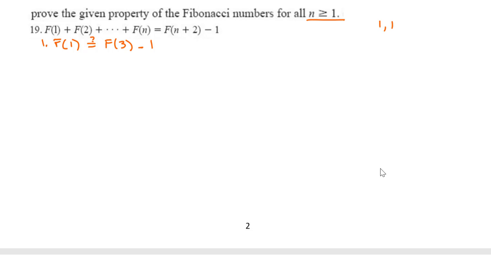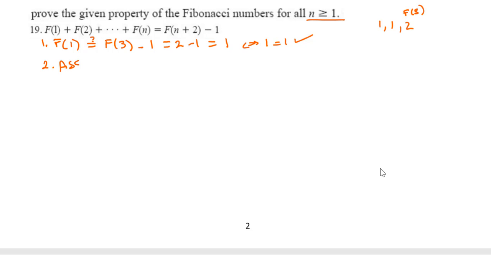So you start with 1, 1. The third one will be the sum of the last two. It's 2. So F(3) is 2. So is 2 minus 1 equal to 1? Since F(1) is 1, 1 equals 1. So we have here 1 equal to 1. That means we checked the first base case, n equal to 1.